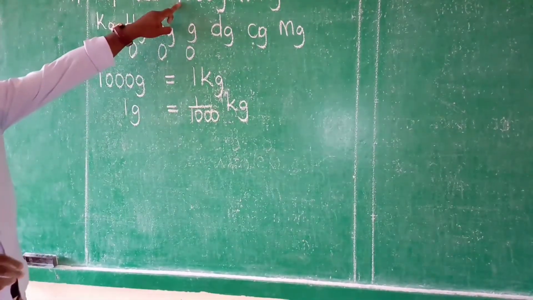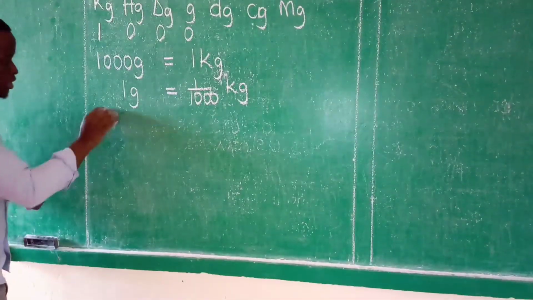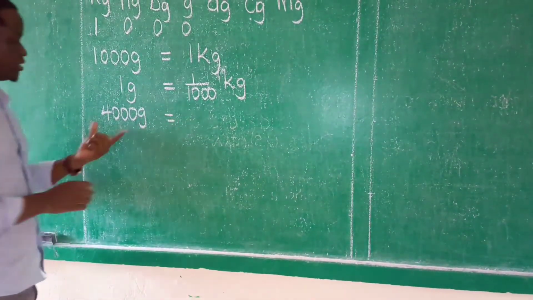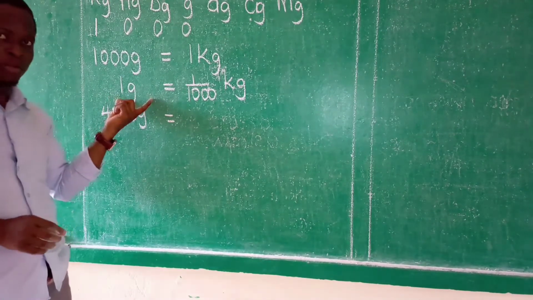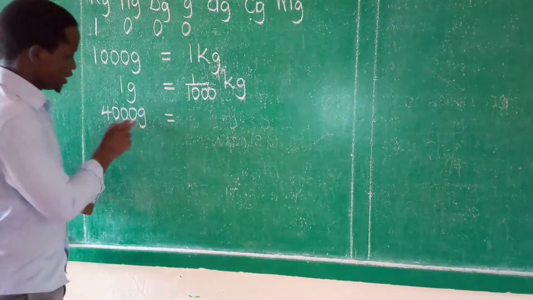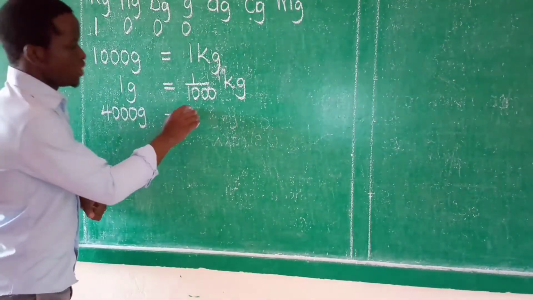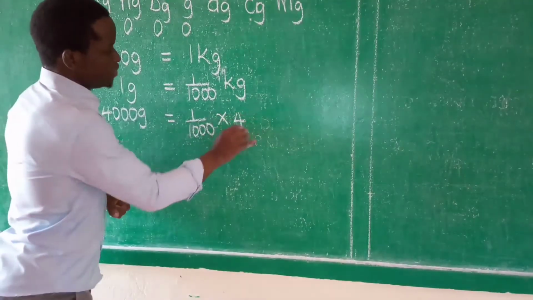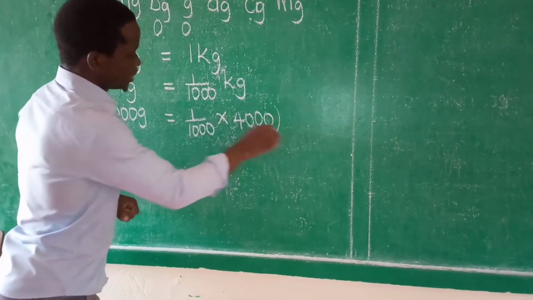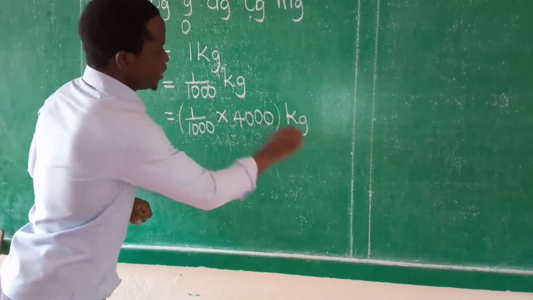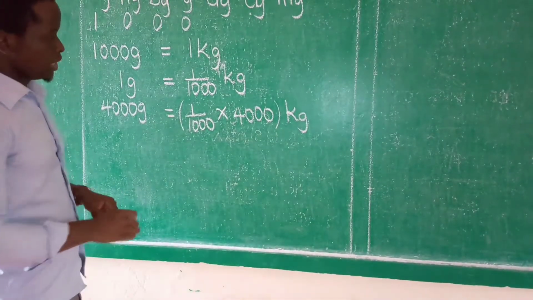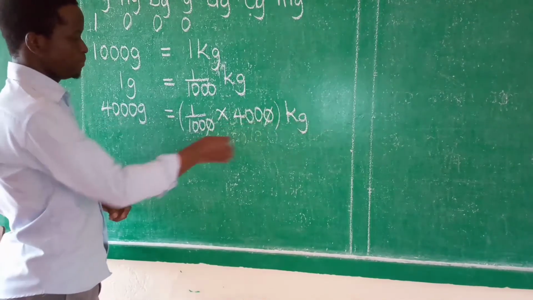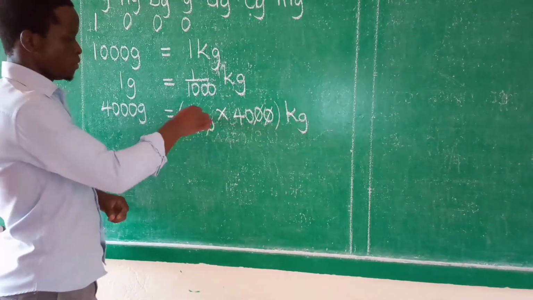Now what are we changing? We are changing 4,000 grams. So we bring our 4,000 grams. Do you think 4,000 grams will have more kilograms than 1 gram? Yes. So to get the kilograms in 4,000 grams, we multiply 1 out of 1,000 times 4,000. And what we get here will be kilograms. Reduce the zeros down and those up. 1 zero down, 1 zero up, 1 down, 1 up, 1 down, 1 up.